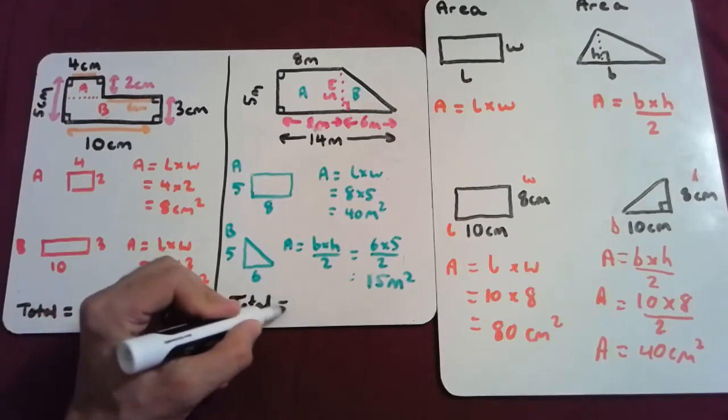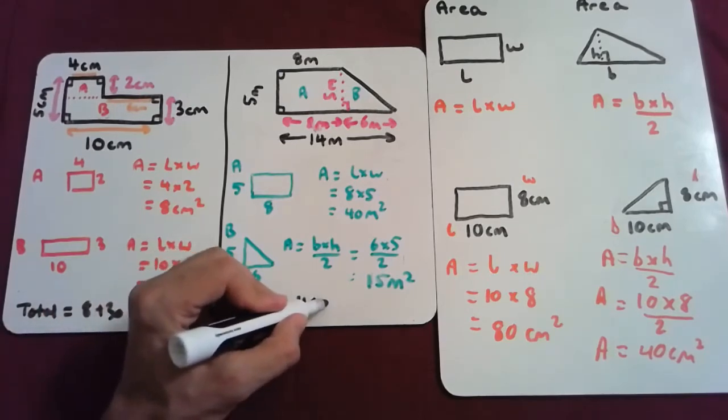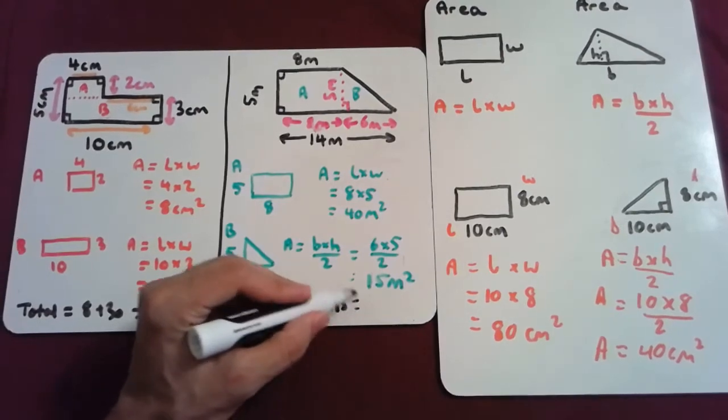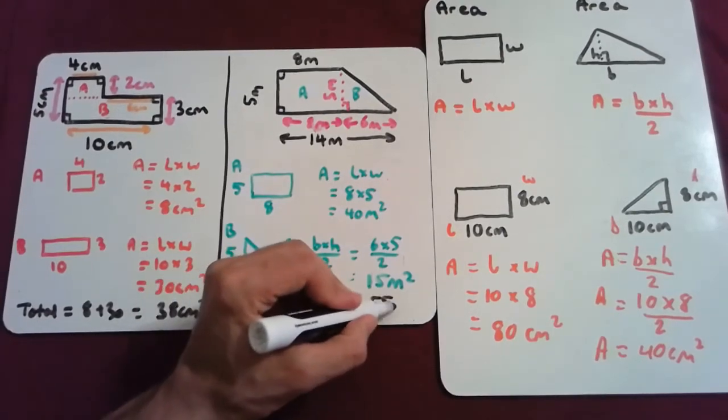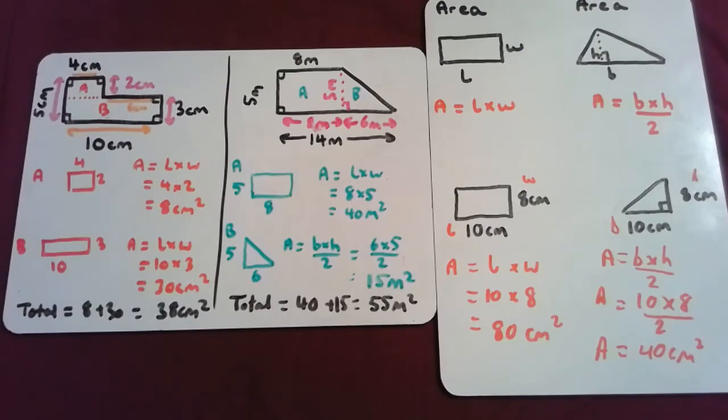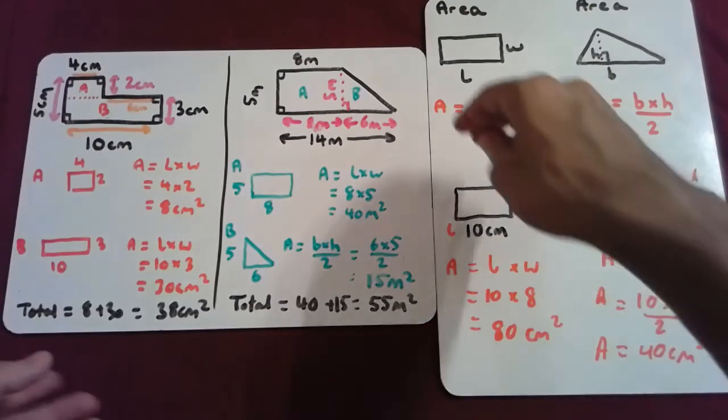And then from that, we can now add our two areas together to get our total. So our total is equal to shape A, which was 40, plus shape B, which was 15, giving us a total area of 55 meters squared. So what we've seen there is just simply splitting these shapes up into smaller shapes that we know how to work out and going accordingly.